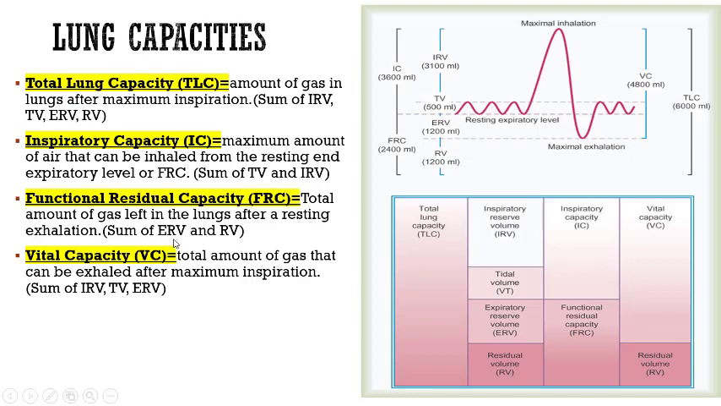So the definition is very similar to the ERV, but knowing that it is the sum of both of those makes it the capacity. I think that's a helpful way of differentiating those. Your vital capacity, which is a measurement we use a ton in clinical practice and in the hospital, is the total amount of gas that can be exhaled after maximum inspiration. So this is kind of a unique definition. It's different than the other ones.